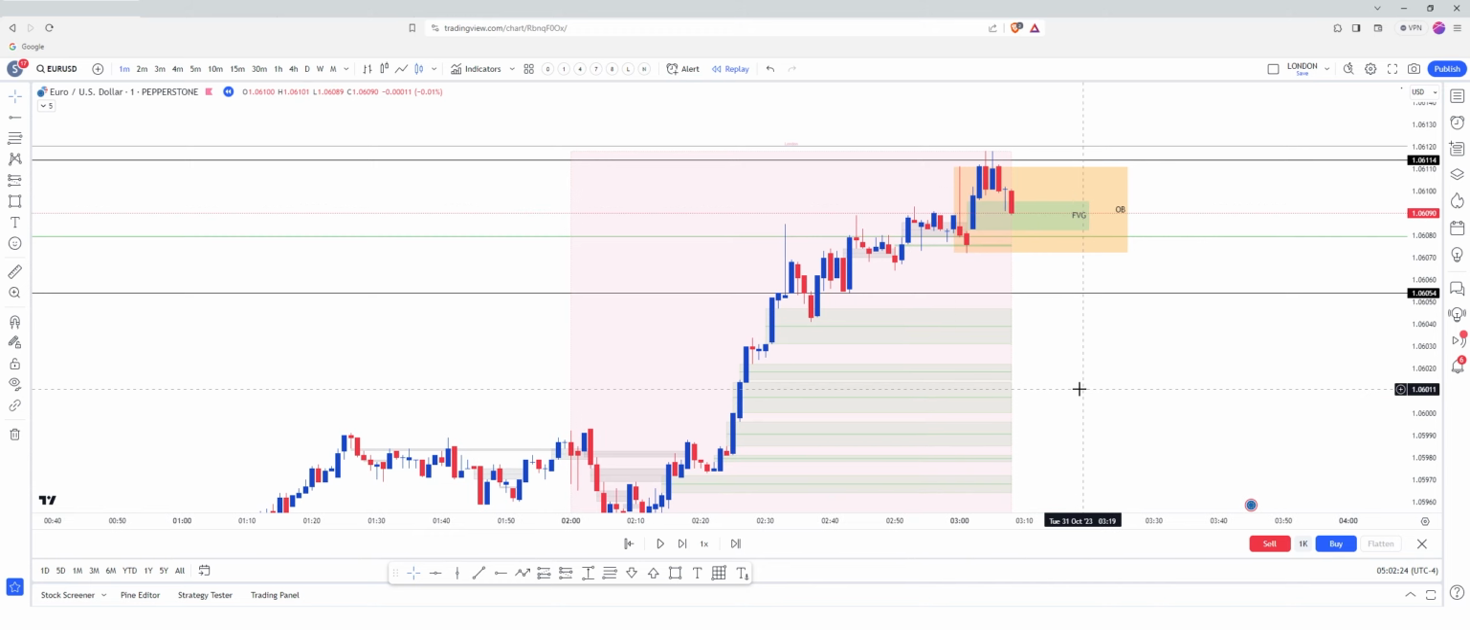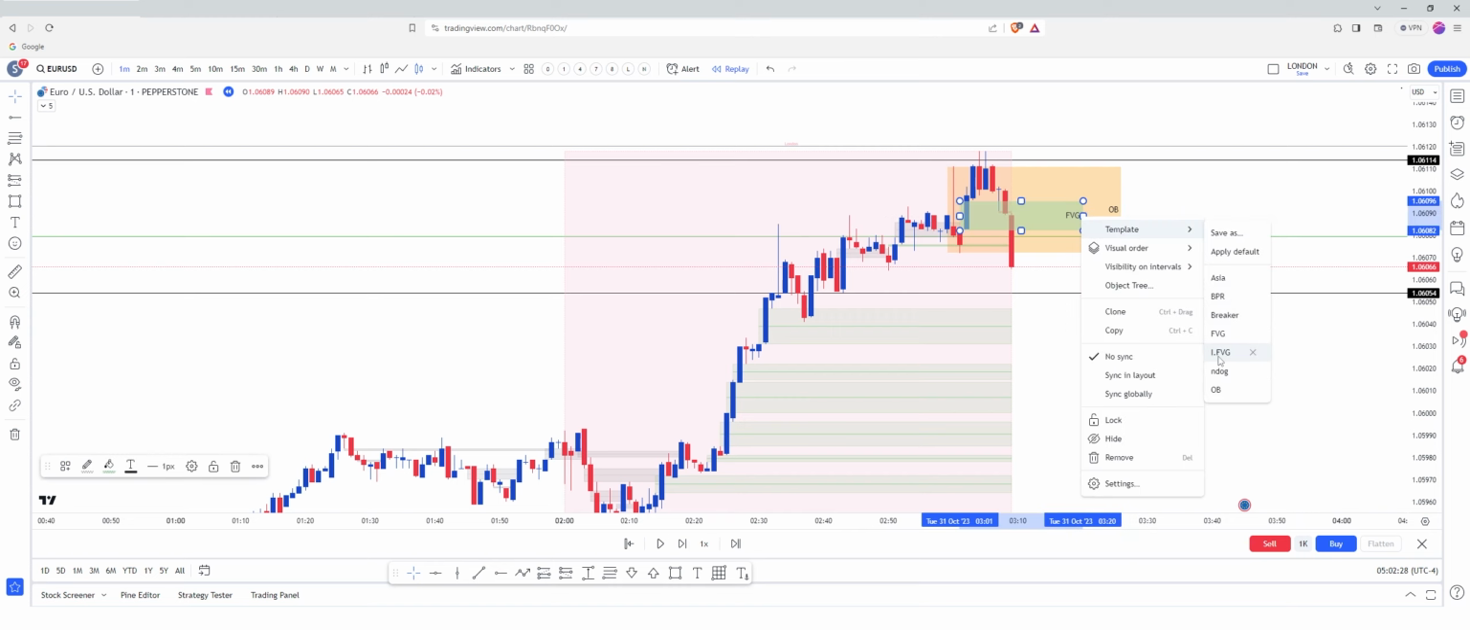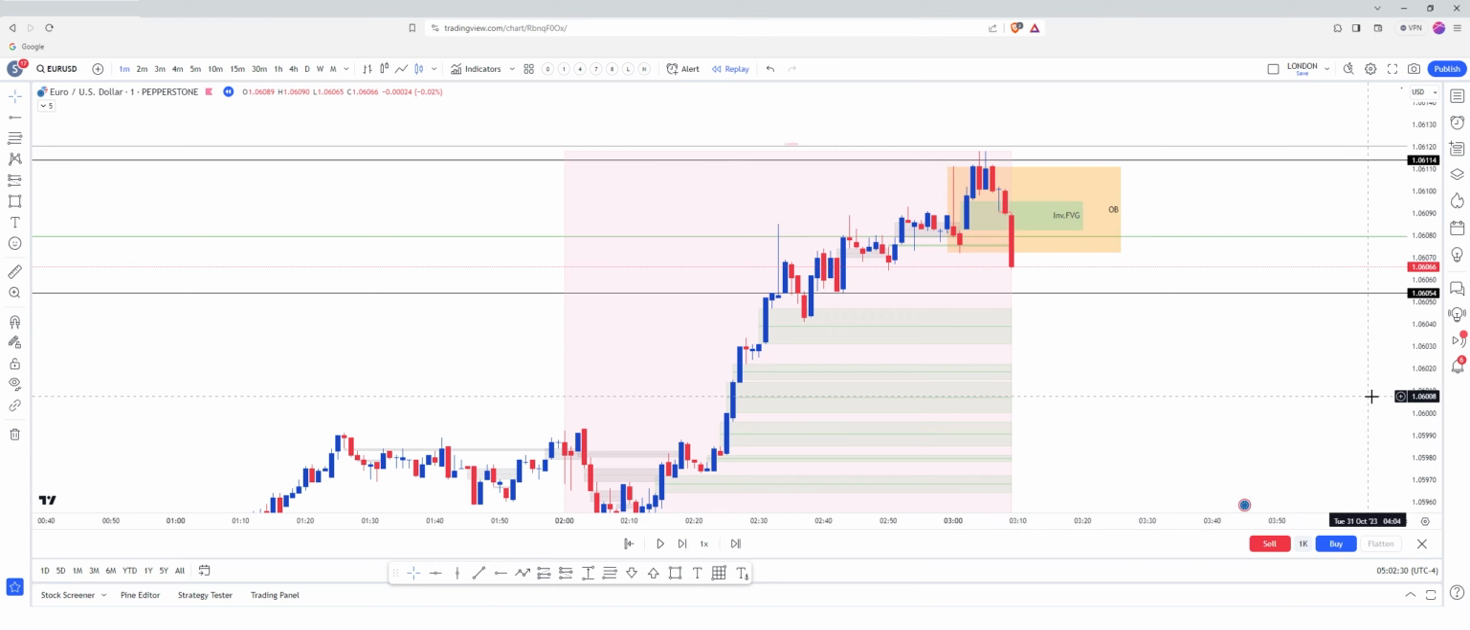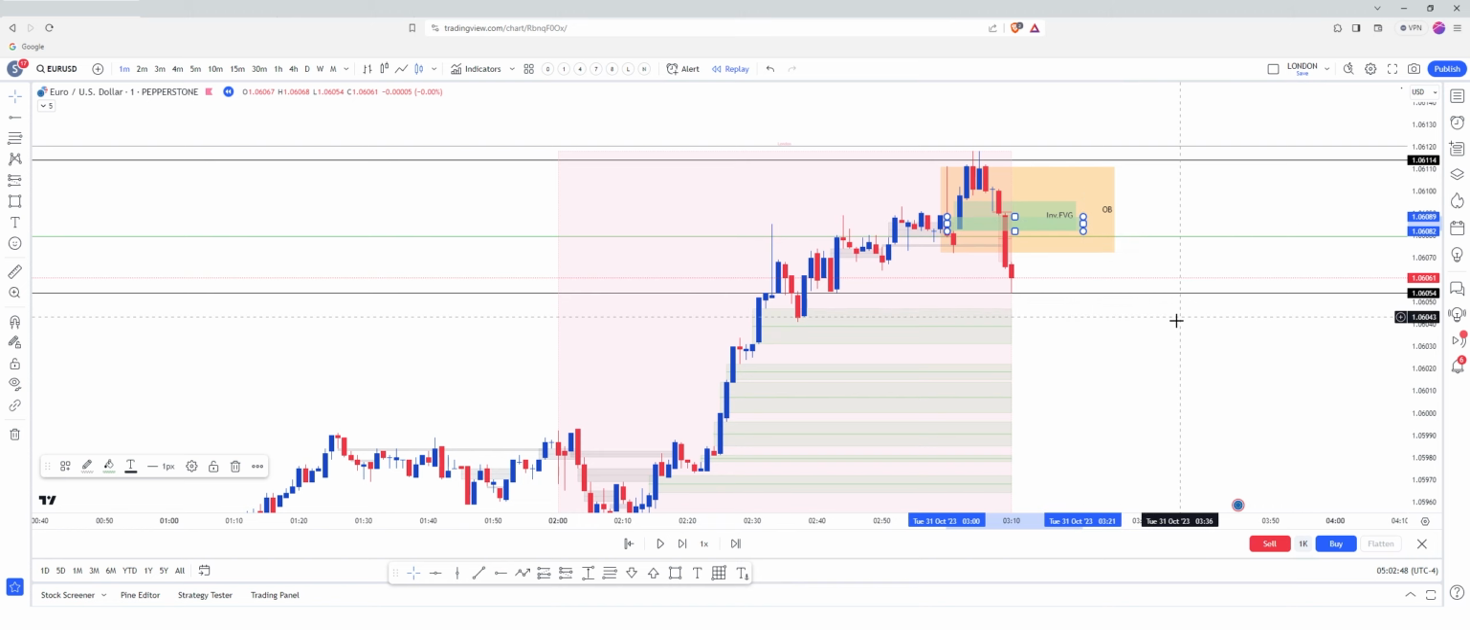Going down, so we're respecting that fair value gap at the moment. We've closed through, so there is our inversion fair value gap. The inversion fair value gap has also been covered by a bullish fair value gap. So now, where these two overlap is our balanced price range. So this is a very inefficient area of price delivery. So when price comes back to tap this, we can generally expect a strong reaction.